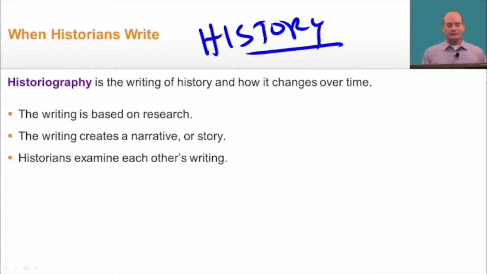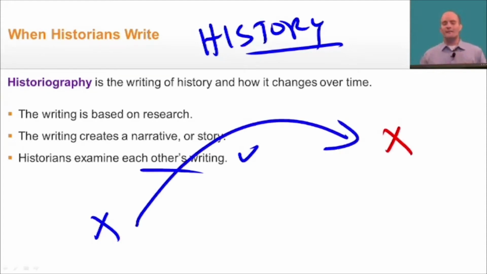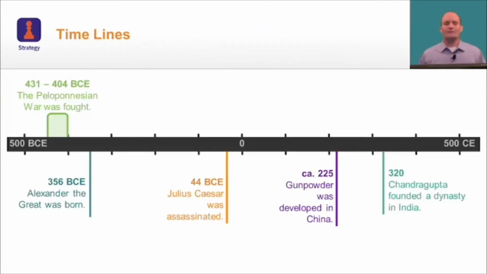And historians will examine each other's writing. So many times a historian from this university wants his writing to be reviewed by a historian from that university, so he'll send them their writing and say, hey, what do you think of this? Does this sound good? Does this sound bad? What are your thoughts? A key thing that historians will use, you can see on the screen here, are timelines.